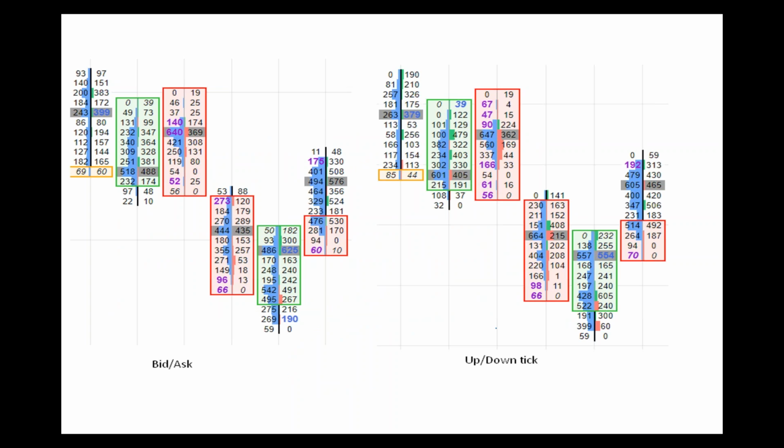Here I'm showing you a view where we can compare the bid-ask against the up-down tick. You see that they have lots of things in common. Like here, we have an imbalance that we have here. We have imbalances here that we have here, and we have an imbalance here that we have here.